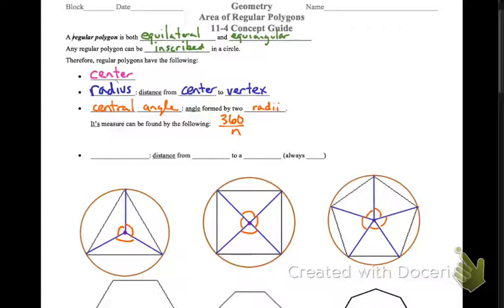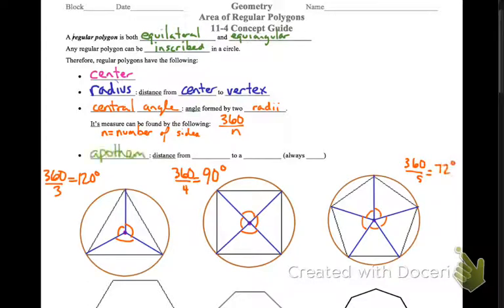360 would go all the way around the circle. Well, there's three central angles in that triangle, so 360 divided by 3 is 120 degrees. 360 divided by 4 is 90, we should have known that about squares already. 360 divided by 5 is 72 degrees. Those are the measures of the central angles for a triangle, square, and a pentagon. Just 360 divided by the number of sides.